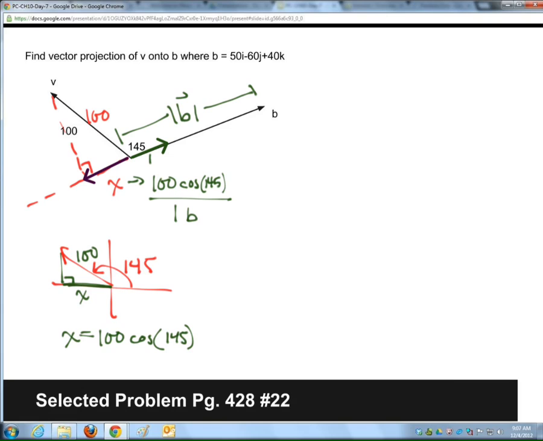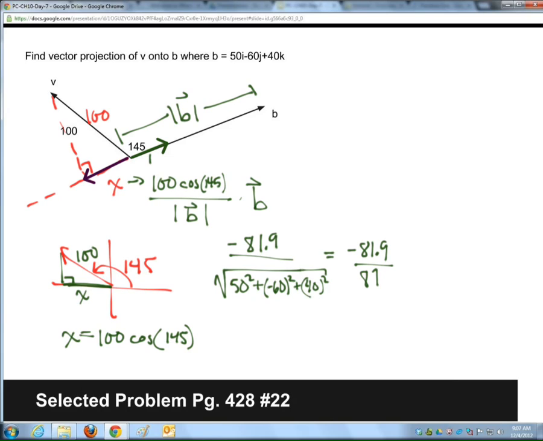So I start plugging through the algebra of that. I'm going to take that whole thing divided by the magnitude of b, and then it gets multiplied by vector b. So it's a scalar of vector b. What that looks like as we work through it: cosine 145 times 100 is negative 81.9, and then to figure out the magnitude of b, I use my Pythagorean theorem for 3 dimensions. So 50 squared, negative 60 squared, 40 squared, and that number becomes negative 81.9 over 87.7, and all of that gets multiplied by the components of vector b, which is given in the problem.